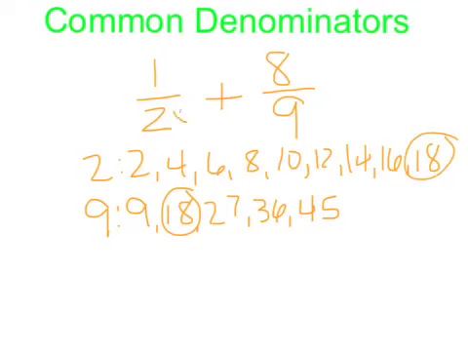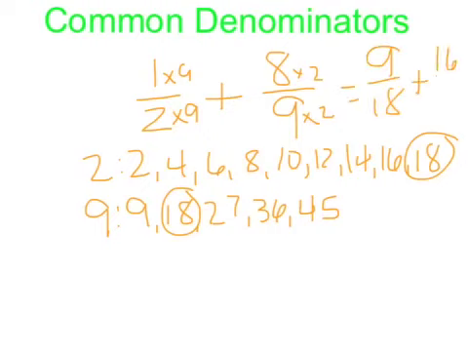Then we would multiply the top and the bottom by the same number. In this case, 2 will be multiplied by 9, and so will 1, and 9 will be multiplied by 2, and so will 8, which will give us new fractions of 9/18 and 16/18, and then we would add those together and simplify it to make it into its simplest form.